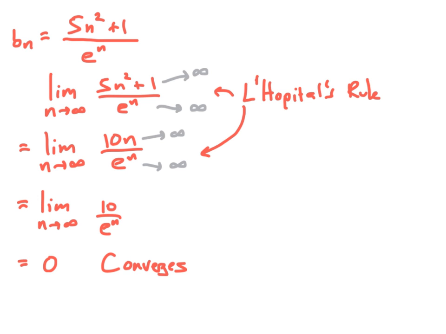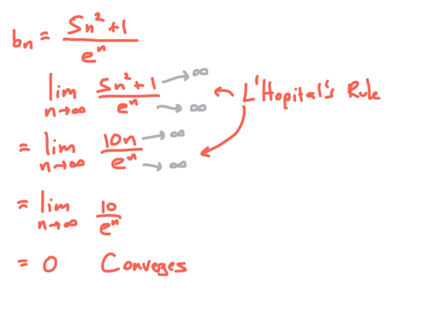This tells us that this will equal the limit as n approaches infinity of the derivative of 5n squared plus 1, or 10n, in the numerator, and the derivative of e to the n, also e to the n, in the denominator. We can then consider this limit, and we again observe that the numerator 10n approaches infinity, and the denominator e to the n approaches infinity as n gets large, and so we can apply L'Hopital's rule a second time to this new limit.